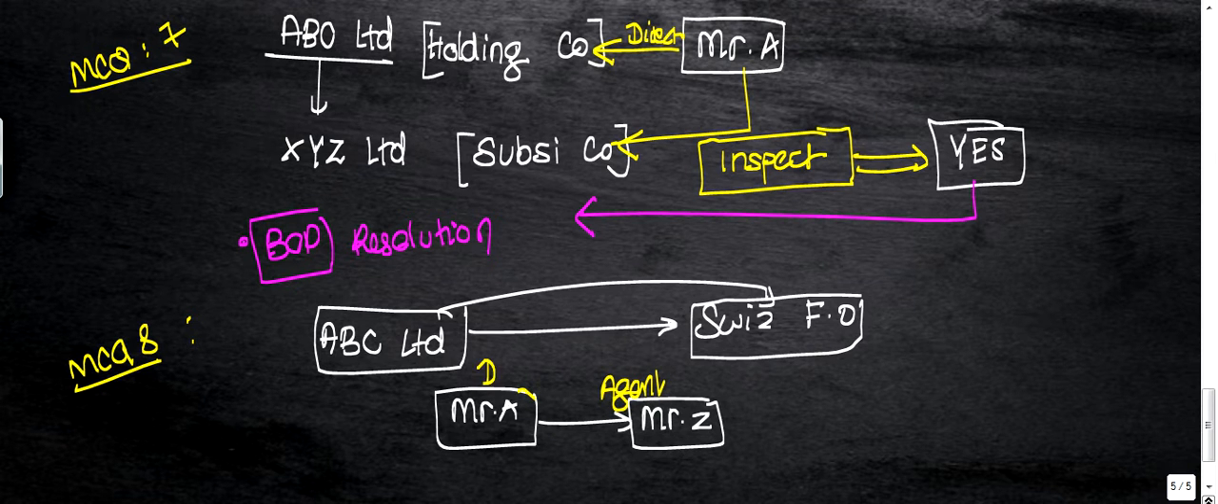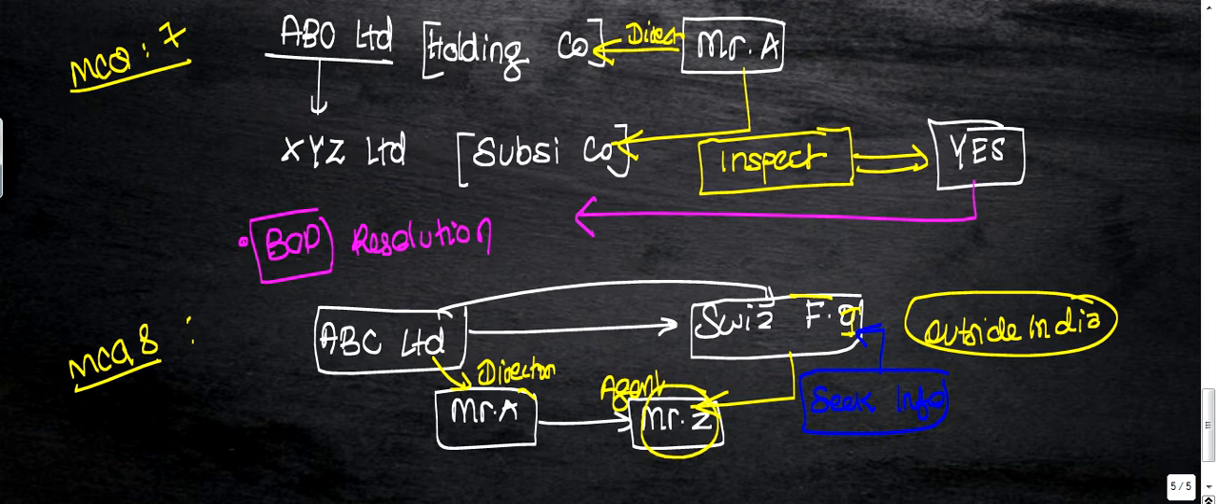Mr. A is a director of ABC Company Limited. The financial information of ABC Company Limited is in Switzerland. He sends Mr. Z to seek financial information in Switzerland, that is outside India. Can Mr. Z seek information on behalf of Mr. A? Answer is no. Then he individually should seek information.